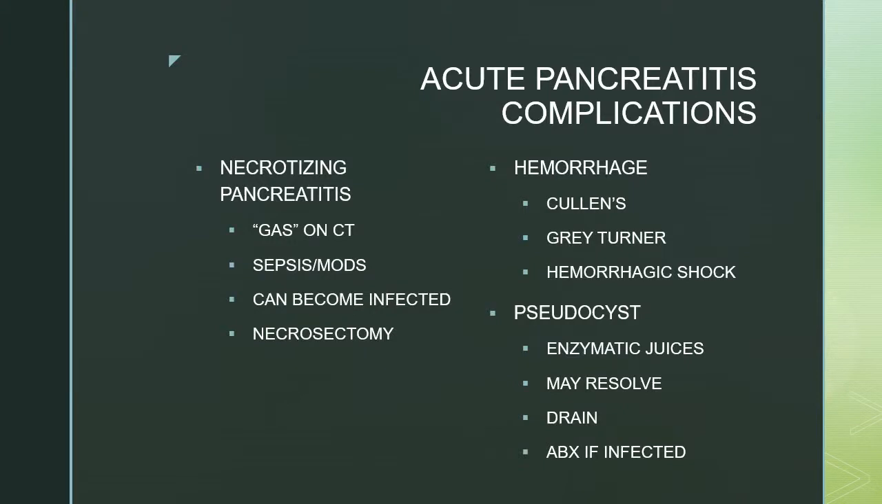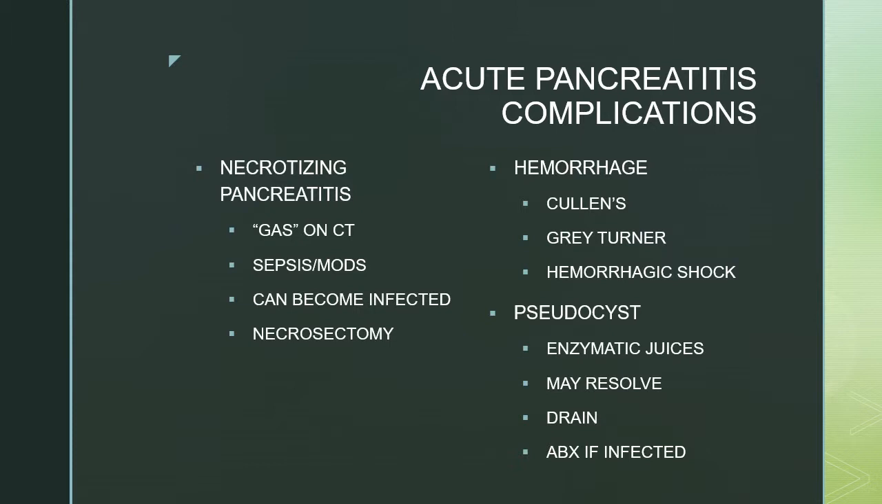Acute pancreatitis complications include necrosis, hemorrhage, and pseudocyst. Necrotizing pancreatitis, just like necrotizing fasciitis or gas gangrene, has gas or air bubbles seen on the CAT scan. So this autodigestion occurs, and the side effect of that is gas. The patient goes into sepsis or multi-organ dysfunction, and they become infected. So they can do what's called a necrosectomy, where they go in and just remove the necrosed area.